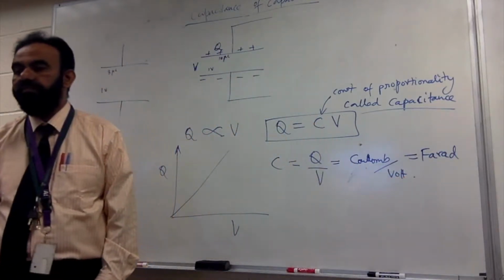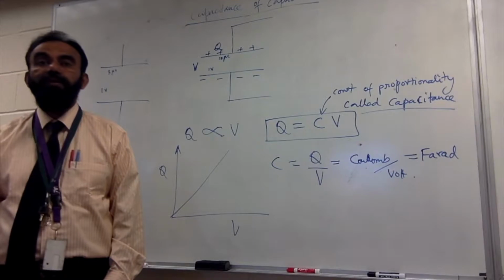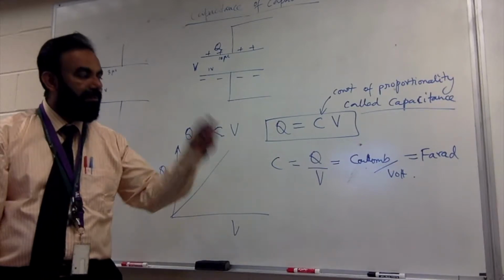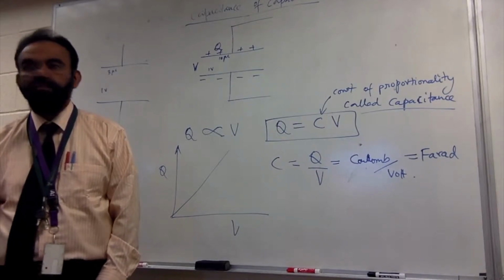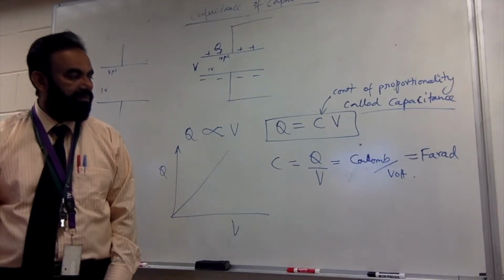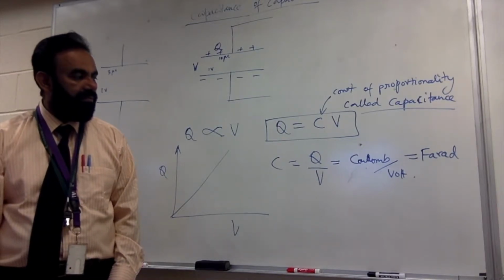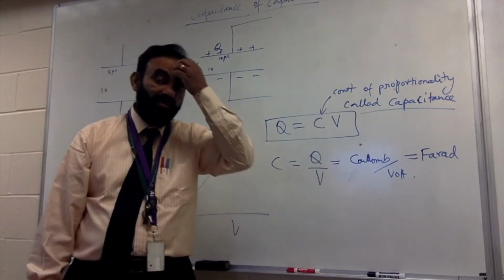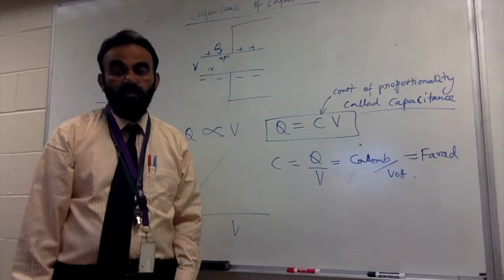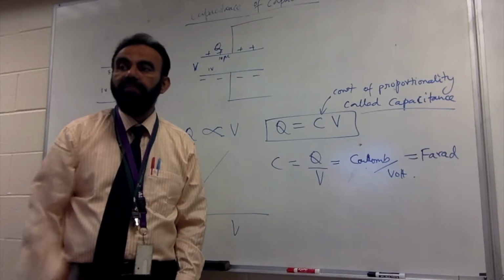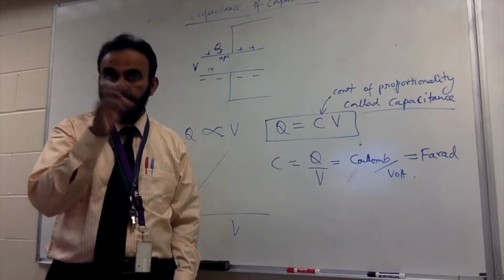Farad is a unit of capacitance, which is basically coulomb per volt. So try to get that connection. Farad is a unit of capacitance, and 1 farad is a big capacitance.